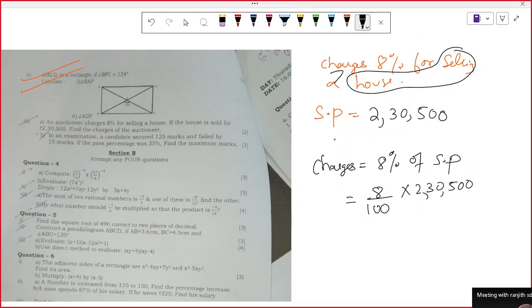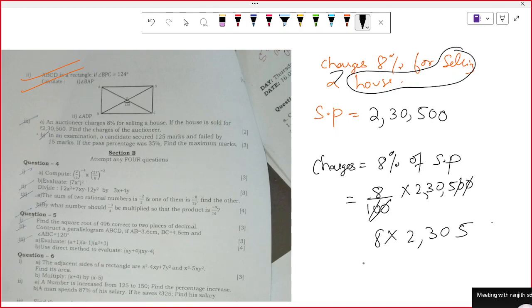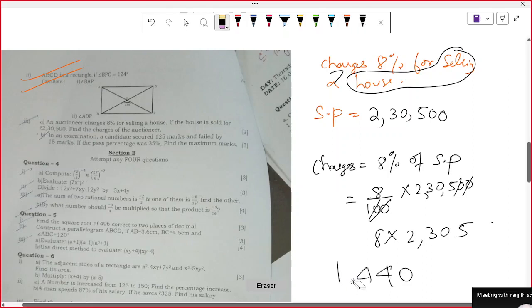Okay, so go through even this question. Charges, selling price. Selling price is 2,30,000. Out of this, some part, a fraction, is taken by the auctioneer as charge. That is 8 divided by 100. So two zeros you cancel. Multiply 8 into 8 into 305. What's the answer? I got it as 18,440, sir. 18,440.